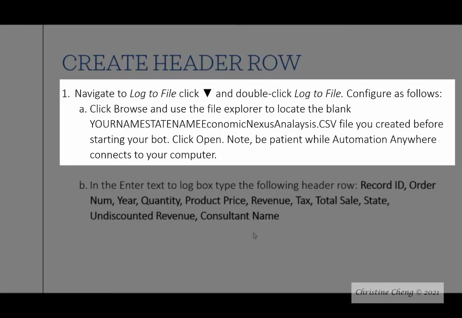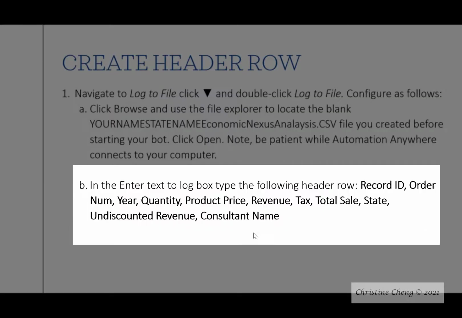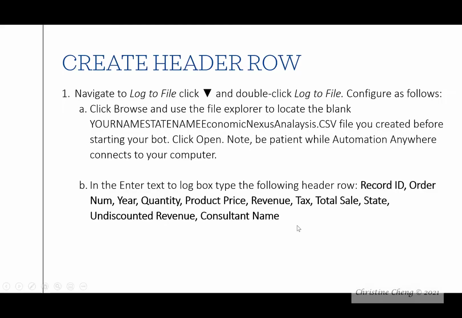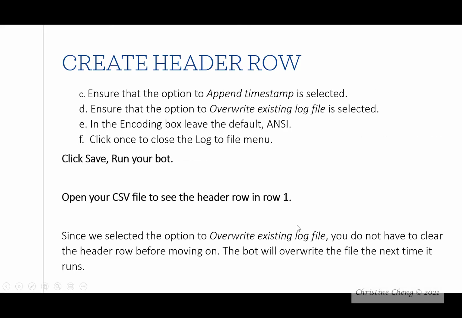We need to locate the file, then we need to type in our header row, remembering that since we are dealing with a CSV file, we want to separate each header row column with a comma. Once we've entered our header row into our box, then we want to make sure that we select the appropriate options to append the timestamp, overwrite existing log files, and leave the default ANSI. We can then click to close the log to file menu and save and run our bot.